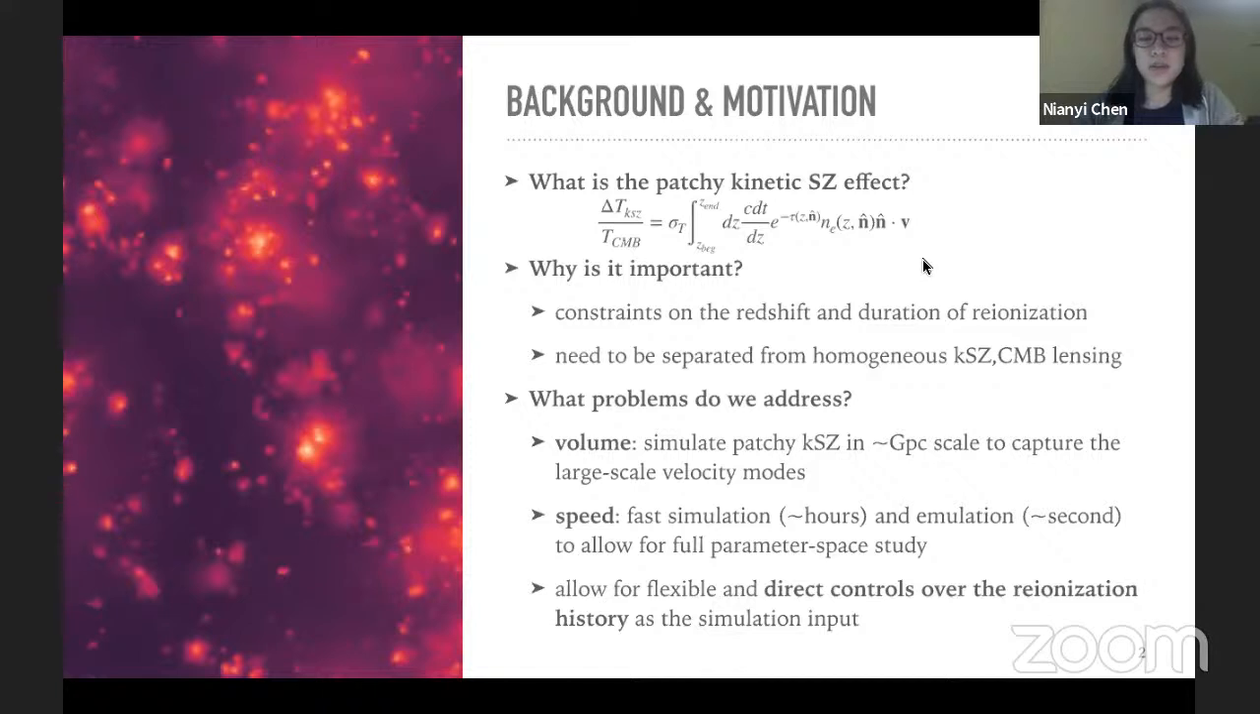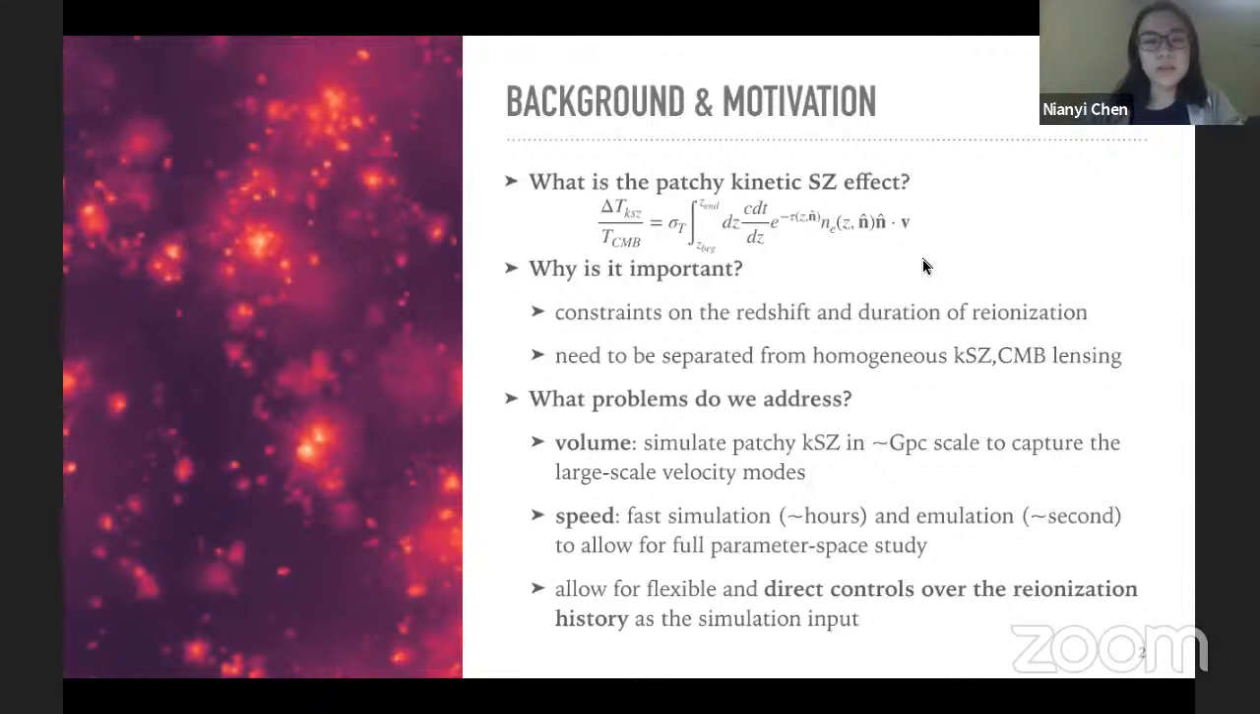So for this work, we would like to address three main problems about modeling and simulating the kSZ effect. Firstly, we would like to simulate patchy kSZ in large volumes in order to capture the large-scale velocity modes. Secondly, we want to simulate the kSZ fast in order to carry out parameter space studies. And finally, because our main goal here is to constrain the reionization history, we would like to allow for flexible and direct control over the reionization history by making it a direct input into our simulations.